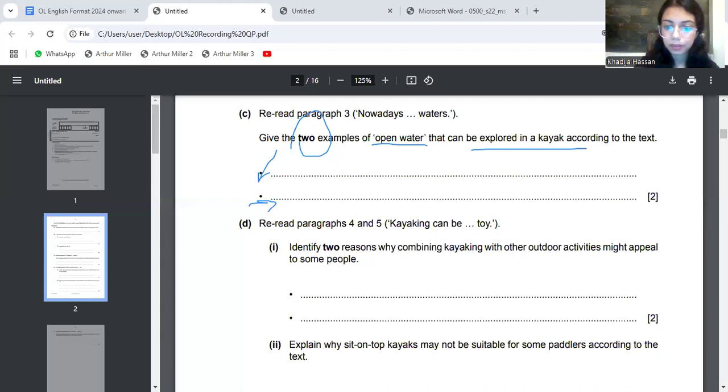So what they mean by open waters, if this were in class, I would probably ask you guys, but open water, they mean water that's not stored. So for example, in a dam or in a cooler or something of that sort. It's water that's open, right? Like the ocean, like the sea. That's open water. It's not bound by anything.